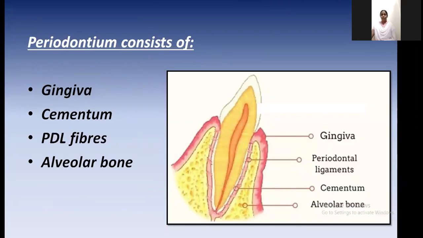Periodontium consists of the gingiva, cementum, periodontal ligament fibers, and the alveolar bone. Gingiva, this is the tooth. White colored area is the enamel. Surrounding the enamel, this yellow color region is the dentin. Pulp is present in the middle. And surrounding the tooth structure is the periodontium. It is comprised of gingiva, periodontal ligaments, cementum, which is present between the dentin and the alveolar bone, and here is the alveolar bone.